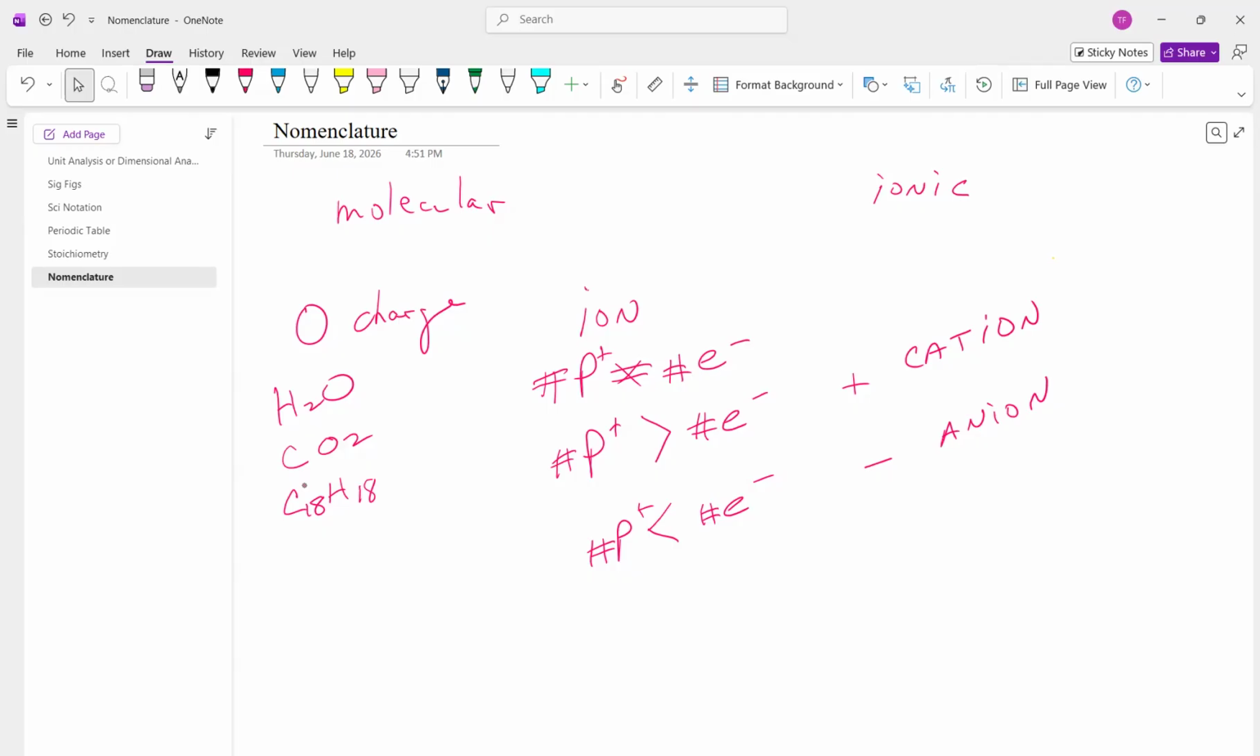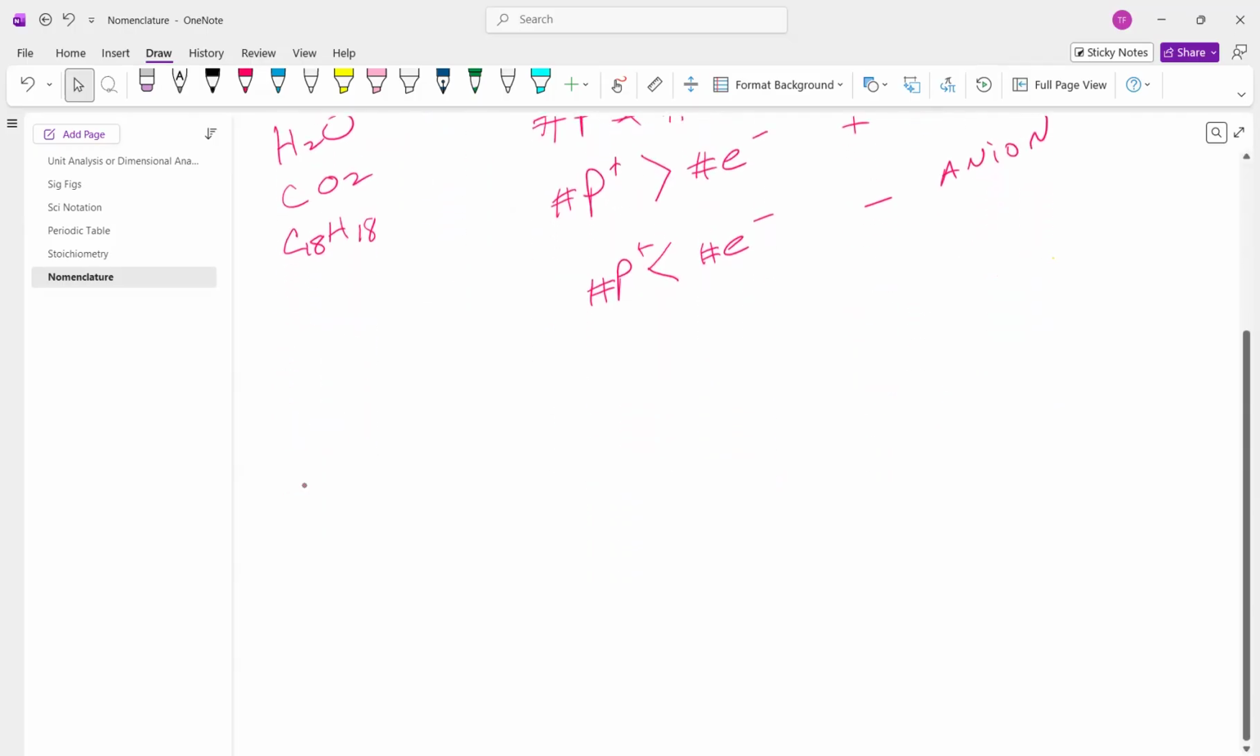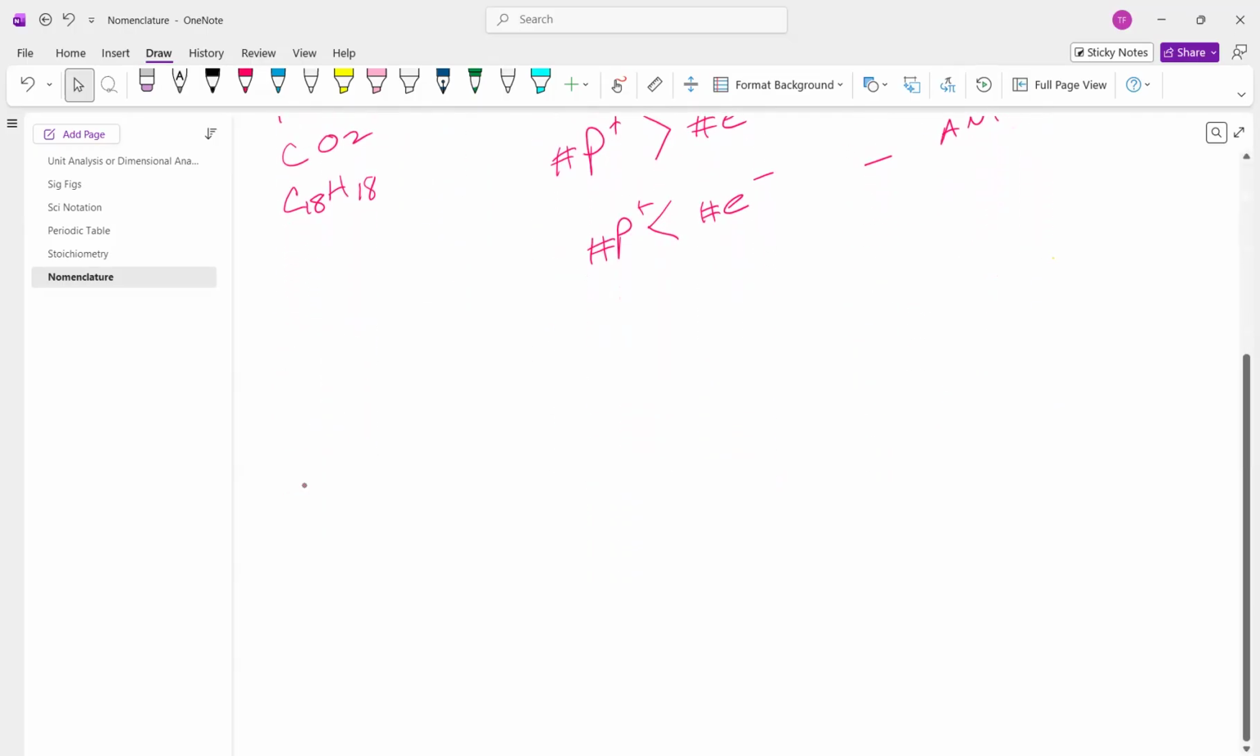Okay, all right, so let's talk about molecular or covalent naming now. Carbon dioxide. Why is it called carbon dioxide? Well, how many carbons are there? One is mono. So it's always going to be in 2 parts.